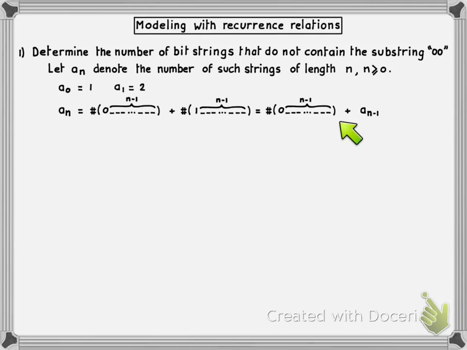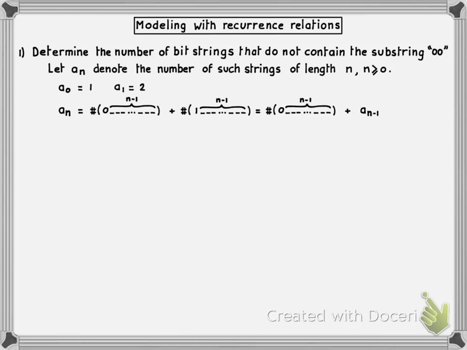Now notice we have a substring of length n minus 1, just like here. So I want you to pause the video and think about whether the value of this number should also be a sub n minus 1, just like we did for this expression. Okay, so hopefully you came up with a negative answer to that question.